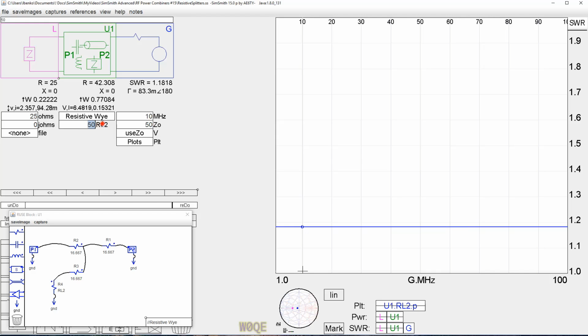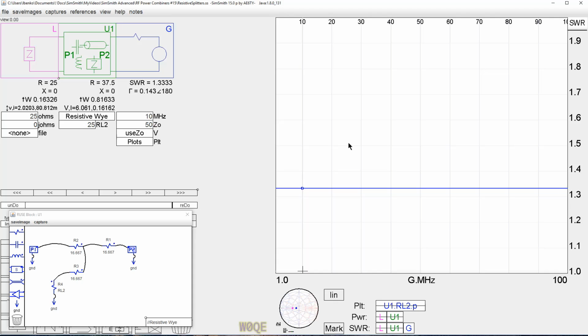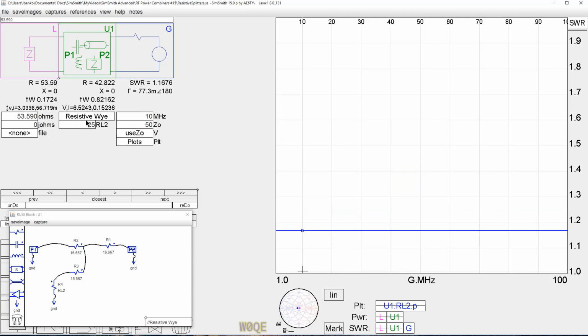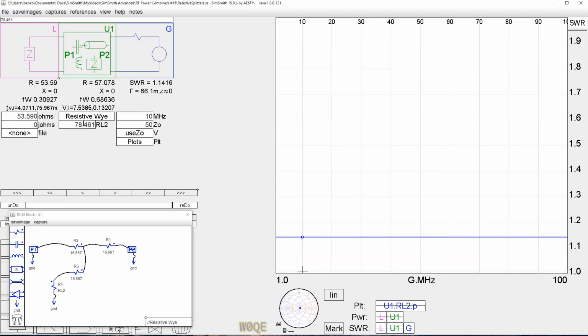What if this one is 25 ohms also? It rises again. So the input SWR you see is a function of these two load resistor values. We can vary them all over the place if we want. It doesn't matter what they are.